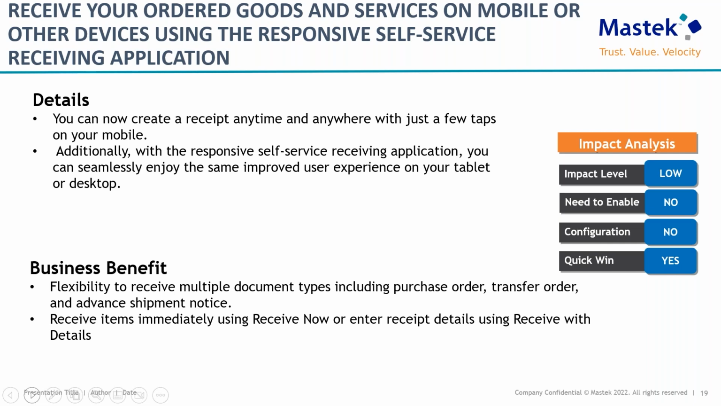The business benefit that comes with this feature is flexibility to receive multiple document types, including purchase orders, transfer orders, and advance shipments. You can receive items immediately using receive now or enter receipt details using receive with details. Talking about the impact analysis, the impact level is low for this feature. You need not enable this. The configurations are not required, and yes, it is a quick win for us.